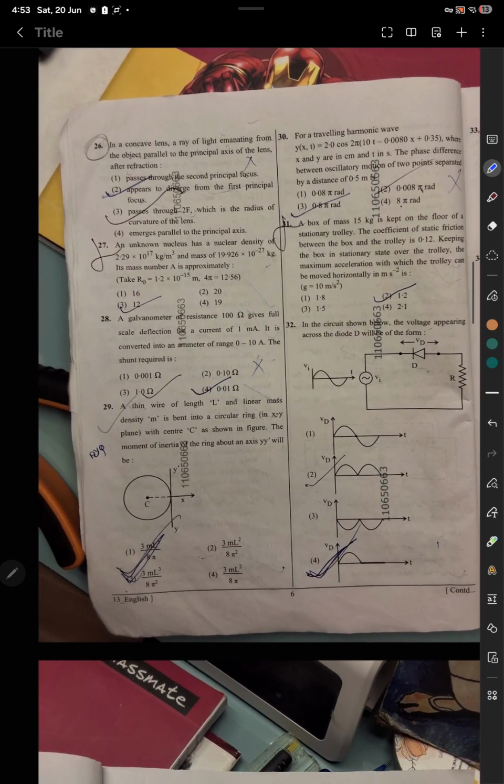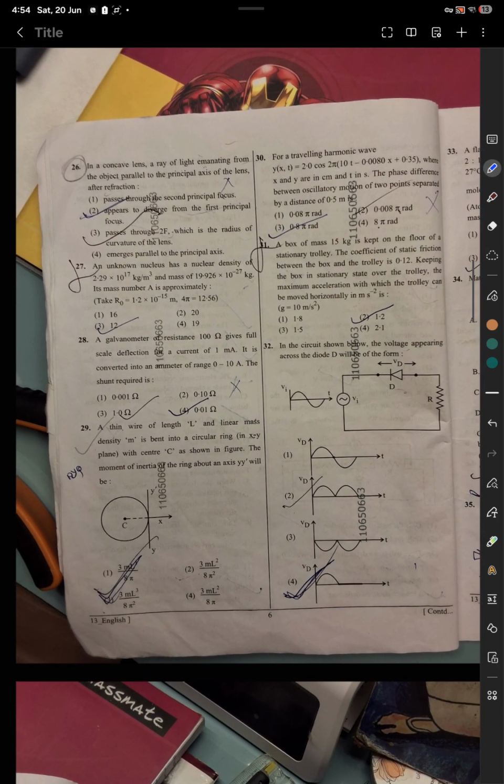Question number 26. In a concave lens, a ray of light emitting from an object parallel to the principal axis of the lens after refraction, so option number 2 is correct, appears to diverge from the first principal focus. Question number 27. An unknown nucleus has a nuclear density of this and mass this kg. Its mass number A is approximately, option number 3 is correct, 12.